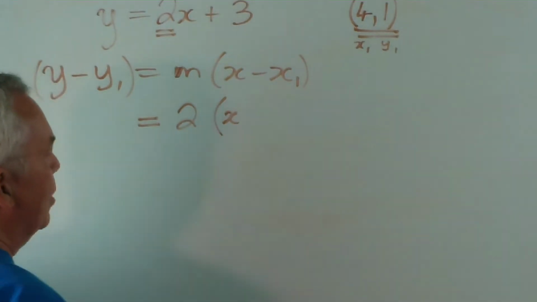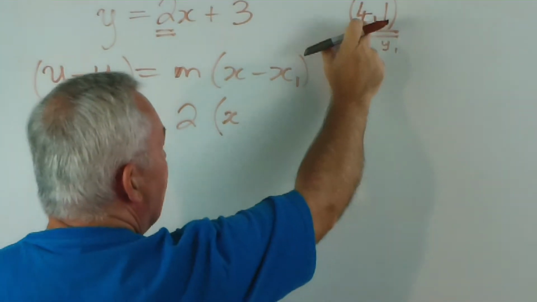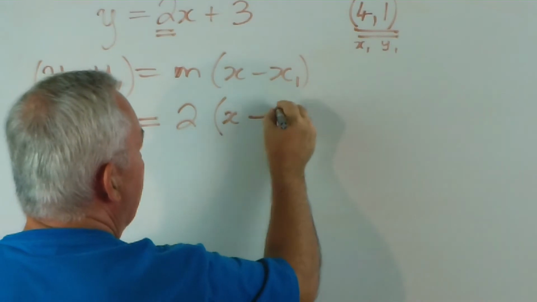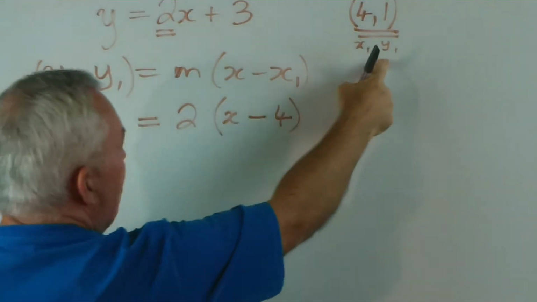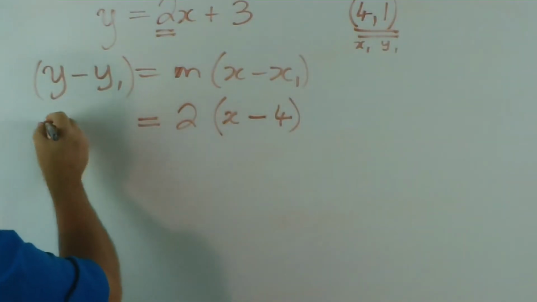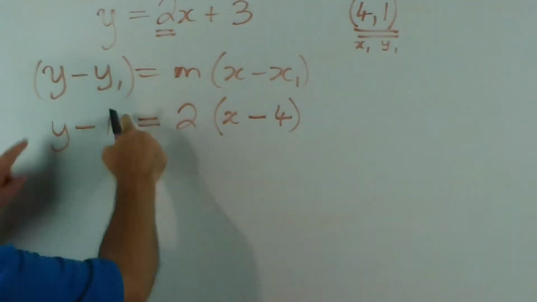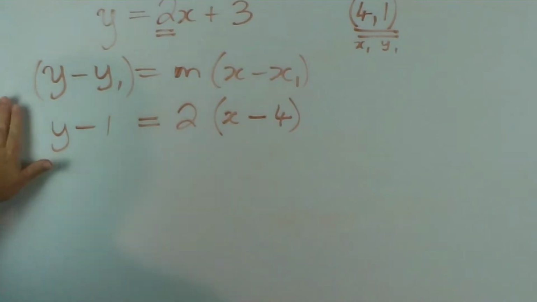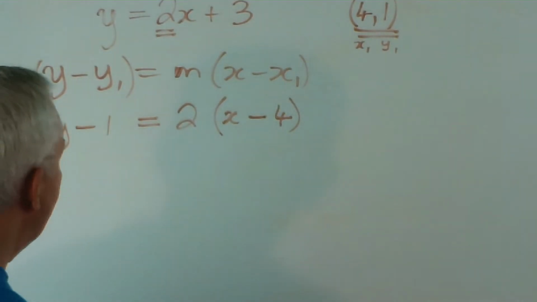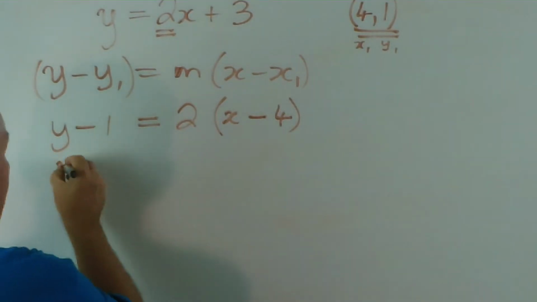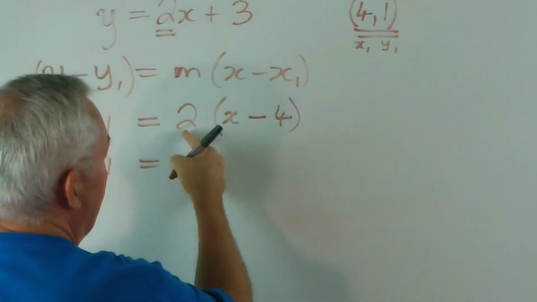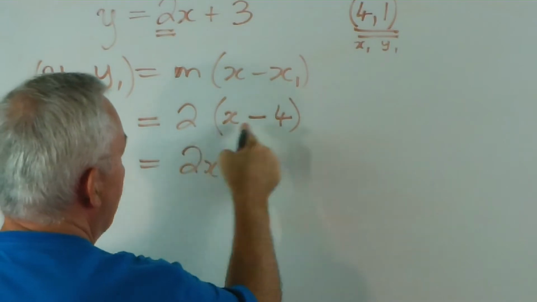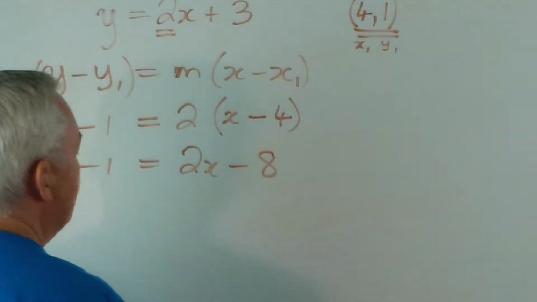But if I wanted to be safe, the x value is 4, so I'm going to put that here, or the x1 value at least. And the y1 value is 1, so I'm going to put a 1 here. I don't actually need the parentheses here because there's nothing in front of it. So here we would have y minus 1 is 2 times this expression. Well, 2 lots of x is 2x, 2 lots of negative 4 is negative 8.